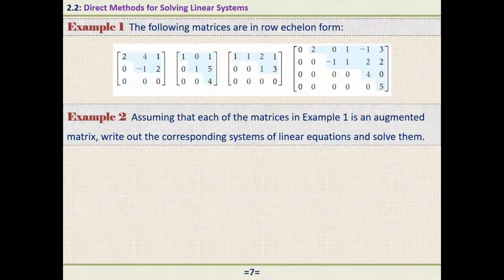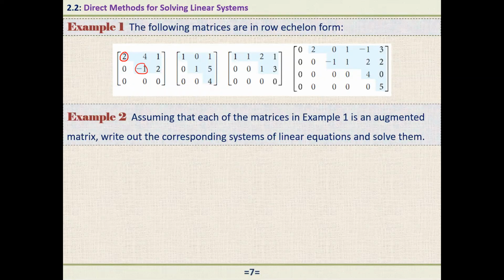Now, for example, the following matrices are in row echelon form. As you see here, 2, 4, 1. The first leading entry here is 2, right? And in the second line, it is -1. As you see, the first column is to the left of the second one, because the leading entry comes after 2, in the second place. And how about here? All entries are 0. That's why we place this row at the bottom. So now this matrix is in row echelon form.